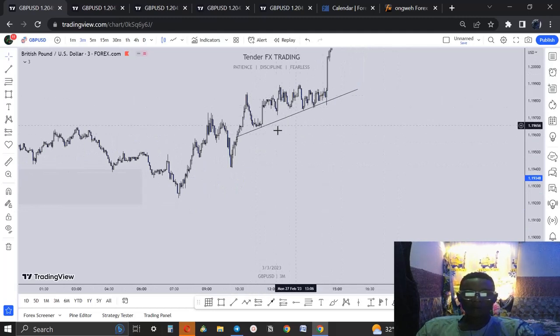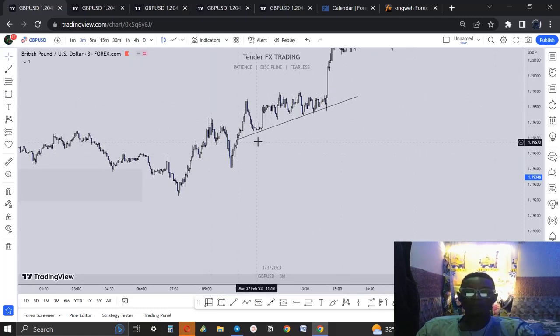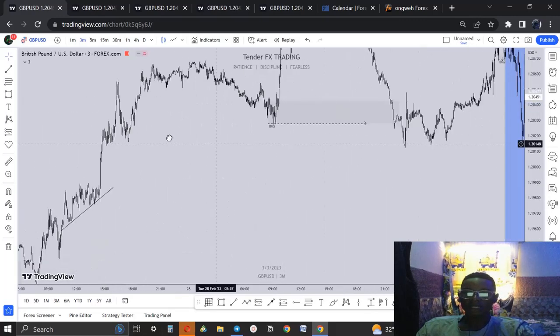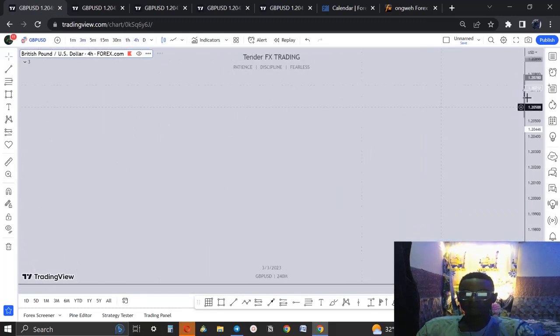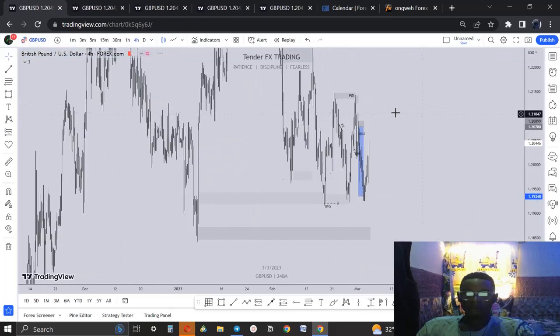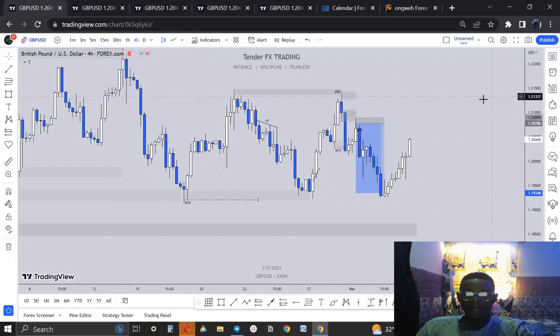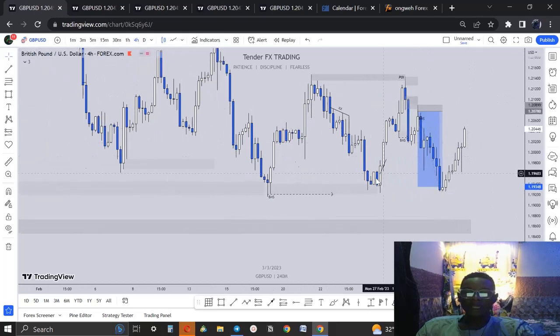So I was looking at all those supplies and all those trend line liquidities to be captured. That was the anticipation, and we can see how price perfectly captured all those liquidity. So my TP was here, this imbalance right here. That was where my TP was, and we can see. Let's go back to the 4 hours time frame. You can see how my TP was hit perfectly.